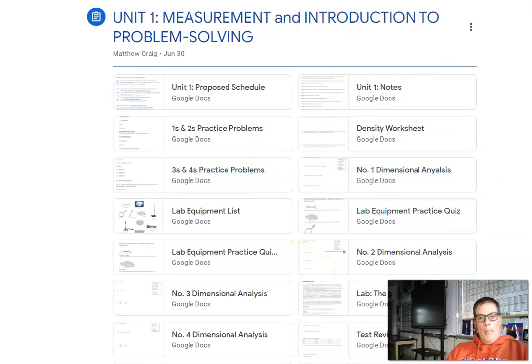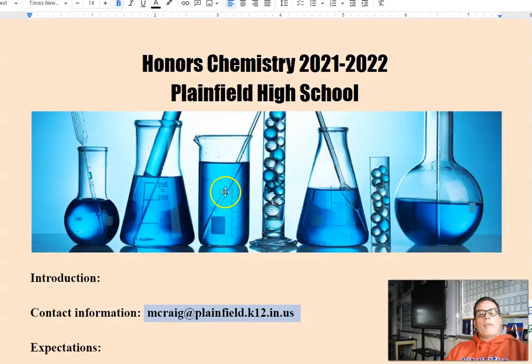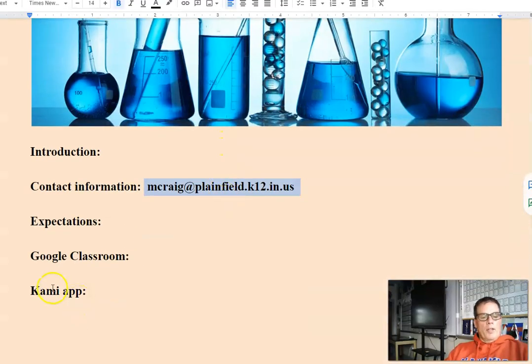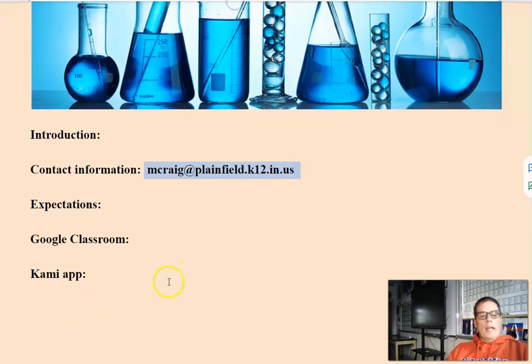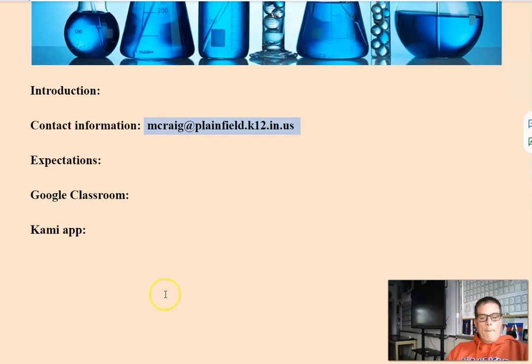So let me see, did I cover everything? Oh, Kami. So Kami, I'll talk more specifically about when we get into class. But if you choose not to use the printouts, Kami is a marvelous app to use in Google Chromebooks. So that's all I've got.